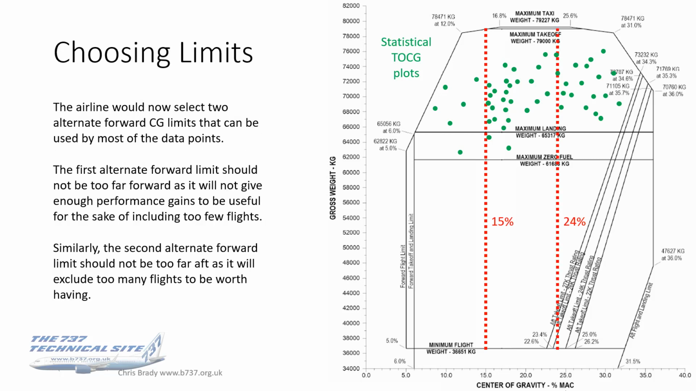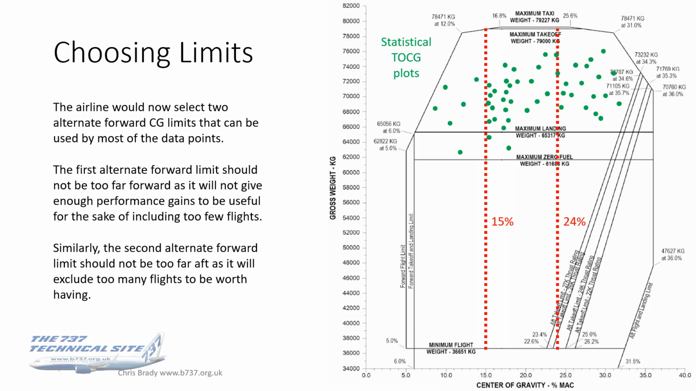Now, the airline would select 2 alternate forward CG limits that can be used by most of the data points. The first alternate forward limit shouldn't be too far forward, as it won't give enough performance gains to be useful for the sake of including too few flights. So for instance, if you want to include every flight, then you would need to have the first alternate CG up at around, I don't know, 7-8% or something. And 7-8% is just not enough of a performance gain over 6% to make it worth doing.